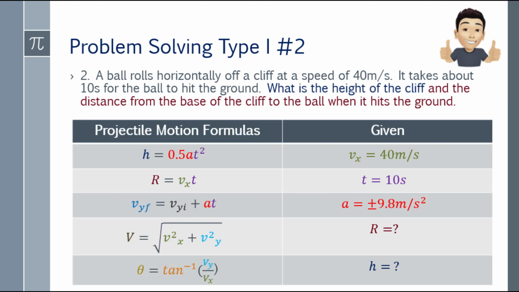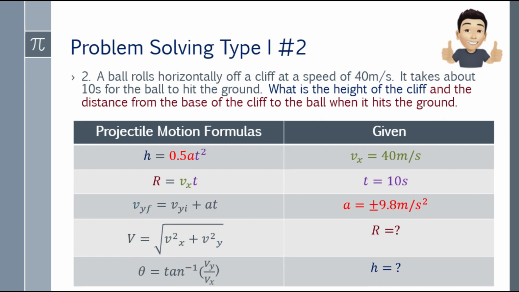Right, so we have the given. The initial velocity is 40 meters per second and time is equal to 10 seconds. Acceleration can be either plus minus 9.8 meters per second squared, depending on the question. And we're finding for the range and height. So, anong formula na pwede natin gamitin para mahanap natin yung height and range if we have the time, the acceleration, and the velocity? So, we can use the first and second formula.